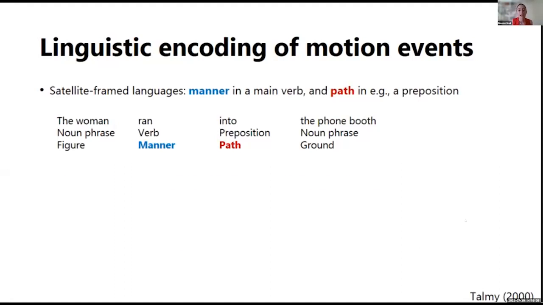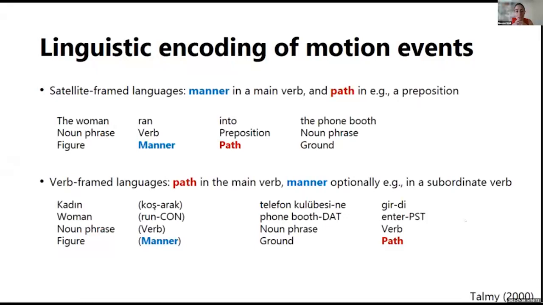And languages also differ in how they express these components. So here I have an example from Turkish, which is a verb frame language. And here path of motion is mainly expressed in the main verb of the sentence. So something like enter, exit, or descend. And then manner of motion is either expressed in a subordinate verb, so a separate verbal clause, or sometimes omitted altogether. And it's important to note that these are not the only ways these two language categories encode motion. So there's some kind of within language variability, but nevertheless, they indicate the most typical and frequent ways.